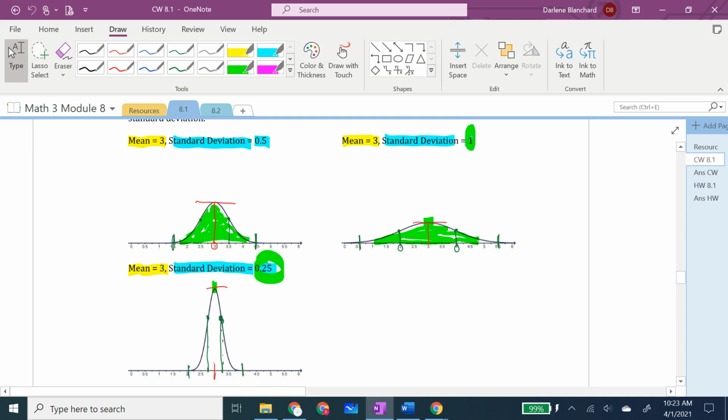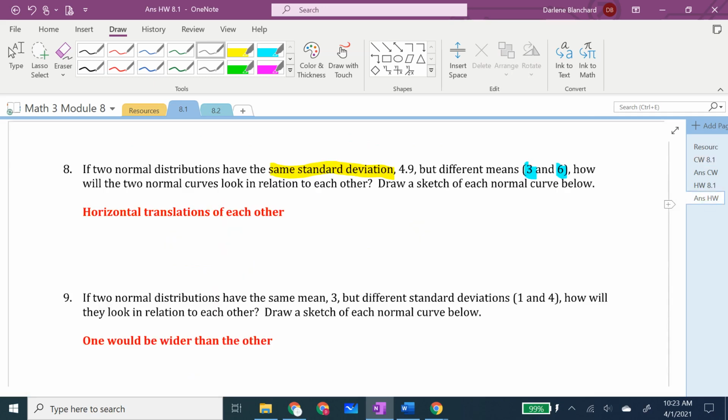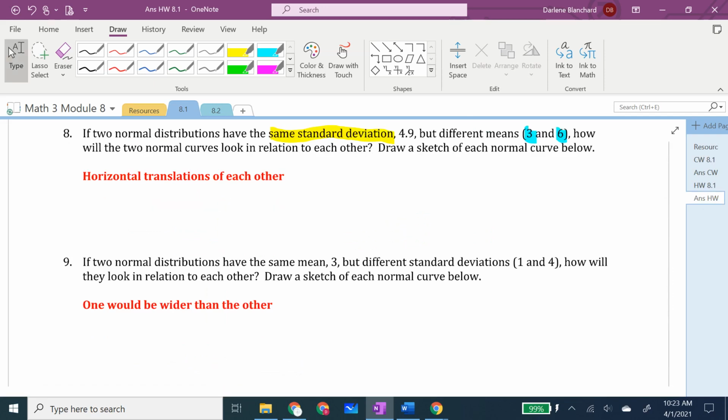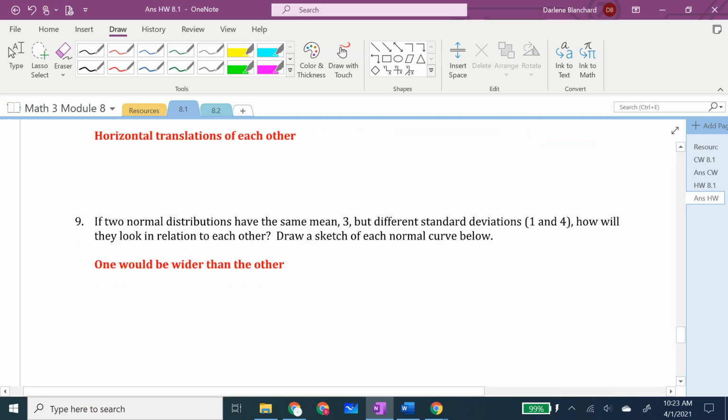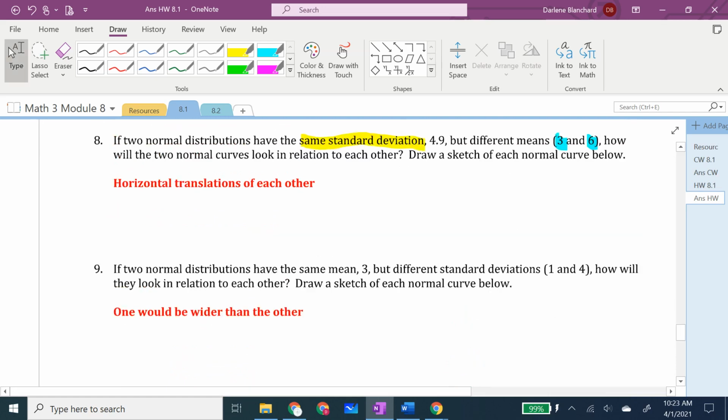But it would make sense that with a greater standard deviation, that means more spread out. And to create that more spread out, your frequency in the center is less in order to spread it out further. And so that's why for number 9, one would be wider than the other is really the biggest thing that you need to be aware of. And I'm realizing that this doesn't include the draw a sketch.